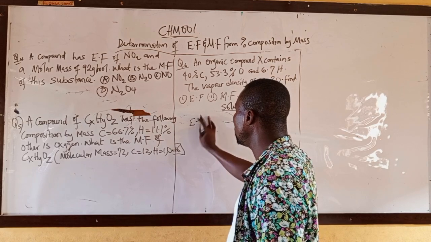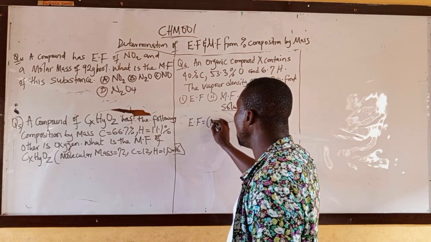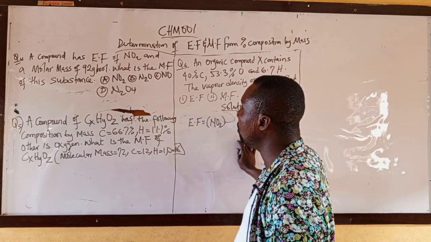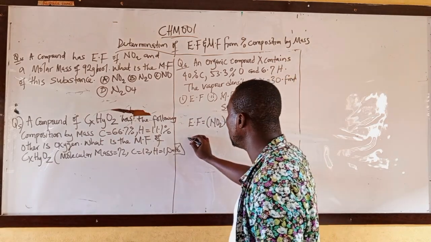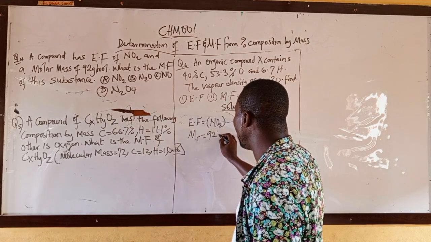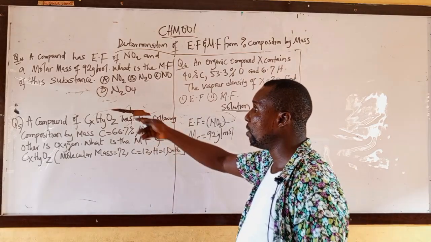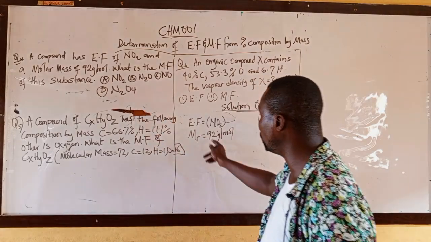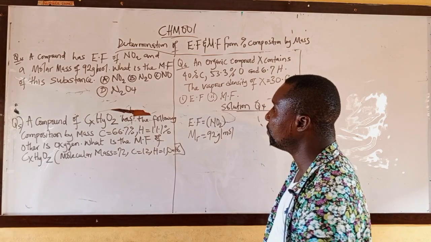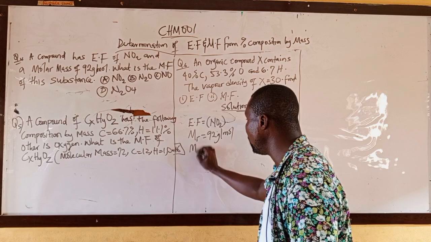Empirical formula. A compound has empirical formula NO2 and a molar mass of 92. They gave us the relative molecular mass of the compound, 92 grams per mole. What is the molecular formula of this compound? We want to calculate it.